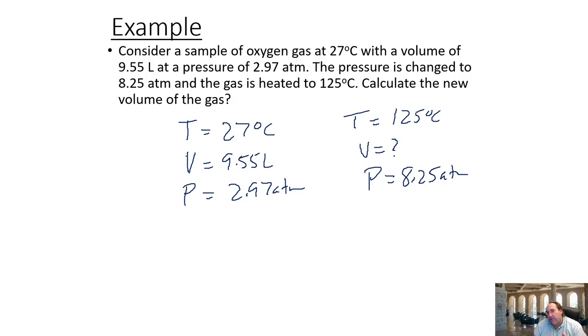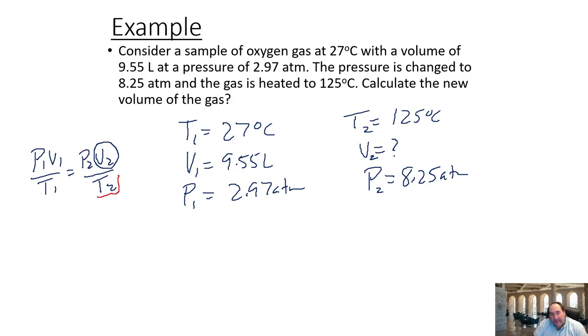So again, if you're not sure what formula to use, that hopefully should be screaming at you: combined gas law. We've got two pressures, two volumes, two temperatures. So we're going to use P1 V1 over T1 equals P2 V2 over T2. In this case, we are looking for V2. That means we need to move the other guys on the right to the other side.